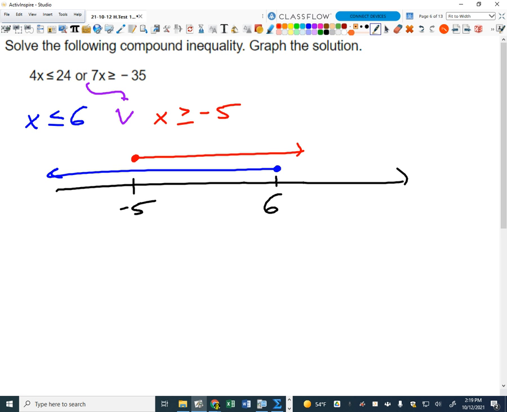Right? The entire real line is either red or blue, or both. It doesn't matter if it's both, but as long as at least one of those is graphed, then that's a solution, right? So this one would be all reals. Okay.